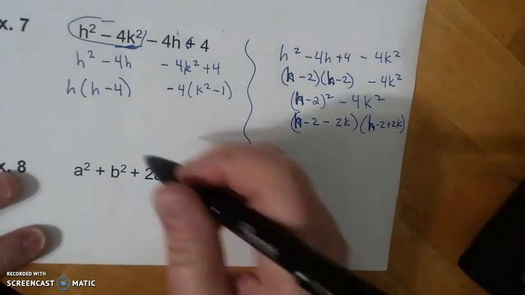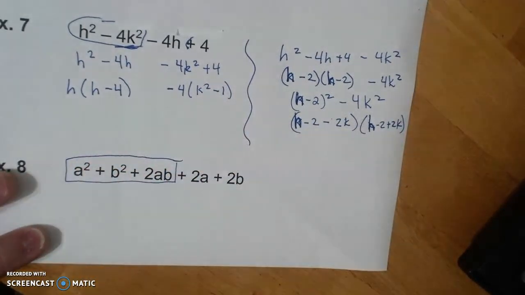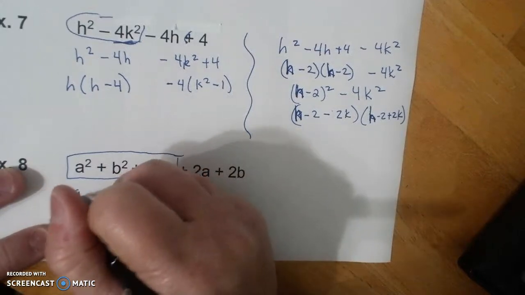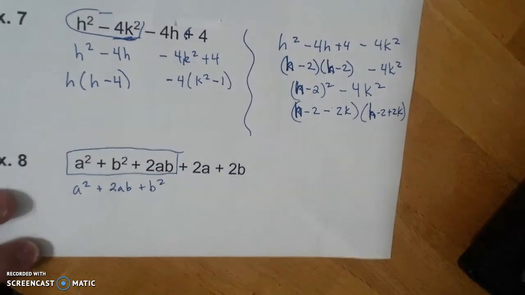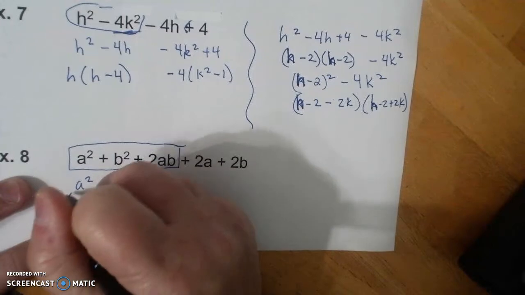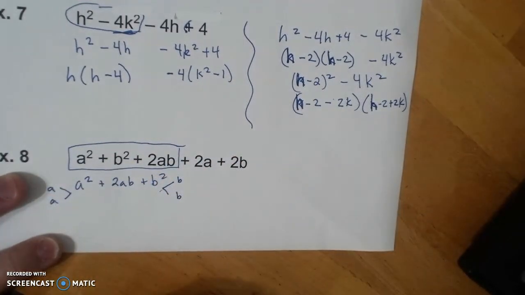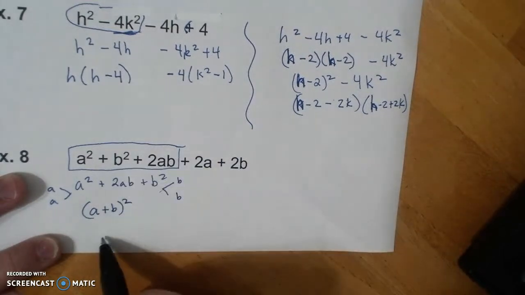Okay. This should look familiar because that is a perfect square trinomial. And so if I wrote a perfect square trinomial, I would do that, correct? That's the standard form of the perfect square trinomial. And so that would be the A's, and that would be the B's and the B's. And so that would be A plus B squared. That's all that.